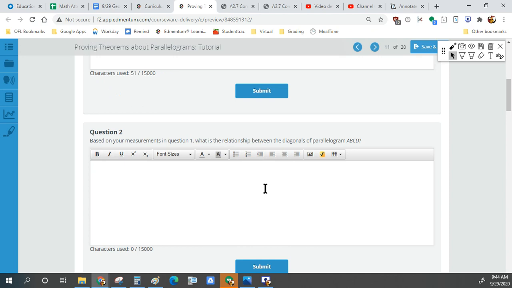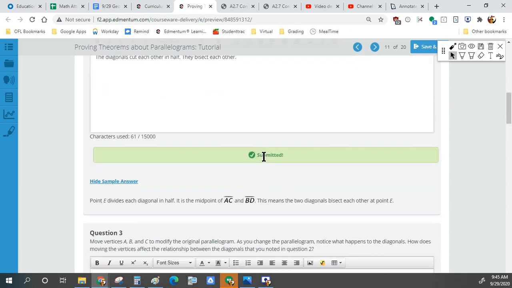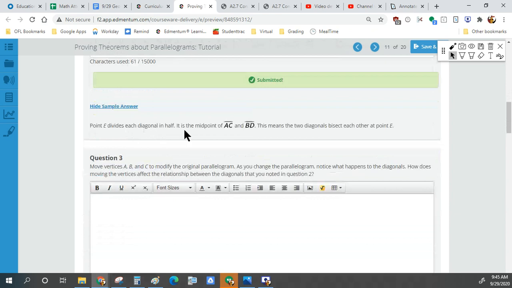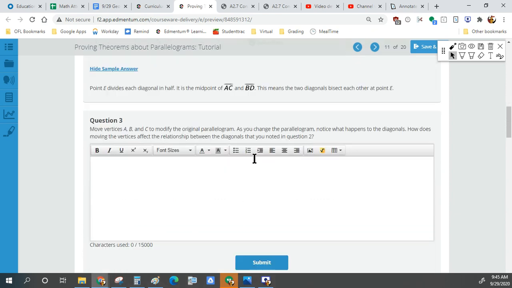Based on your measurements, what can you tell about the relationship? The diagonals cut each other in half. Them in half perfectly. They bisect each other. Bisect means cut in half. All right. That cut in half, the midpoint. Oh, okay. Point E is the midpoint. That's another good way of saying it.